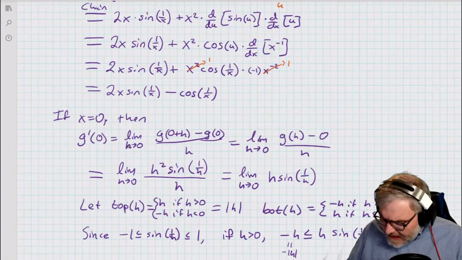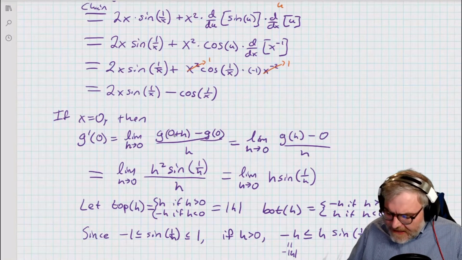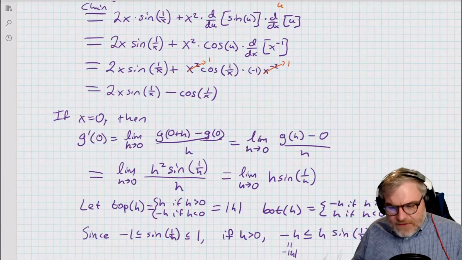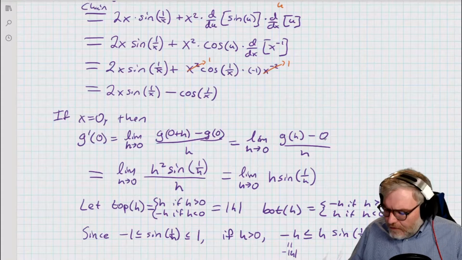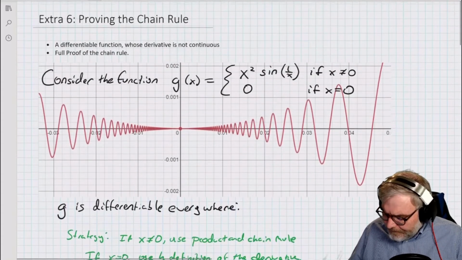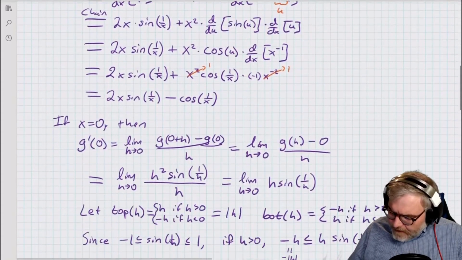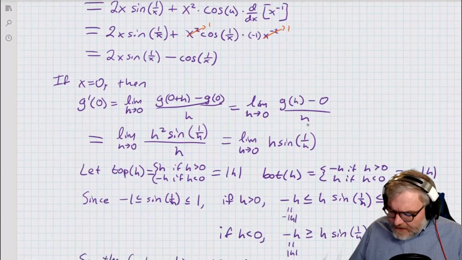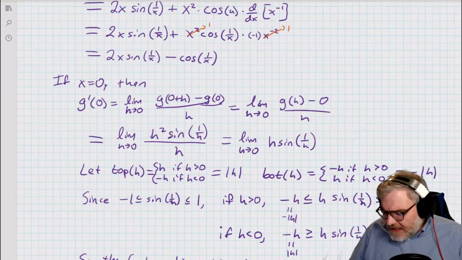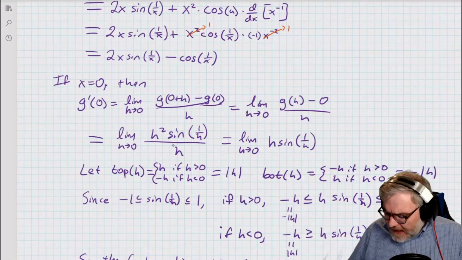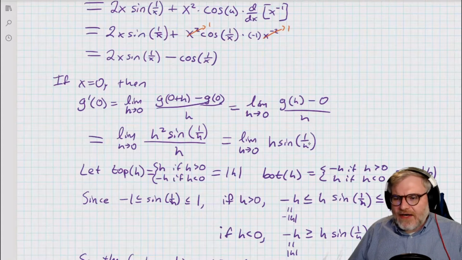I'm going to have the limit as h goes to 0 of g of 0 plus h minus g of 0, my x equals 0, all over h. Well, g of 0 is simply 0, according to my definition. So the only thing that's left is g of h over h. Well, g of h, because h does not equal 0, I'm near 0, is h squared sine of 1 over h. So I've got my h's are going to cancel. I'm going to be left with the limit as h goes to 0 of sine 1 over h.